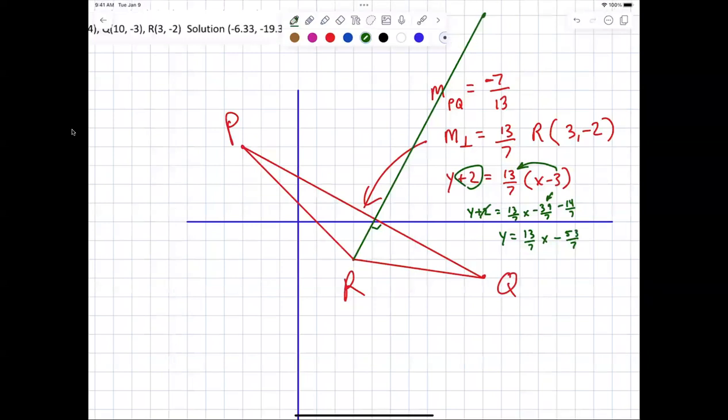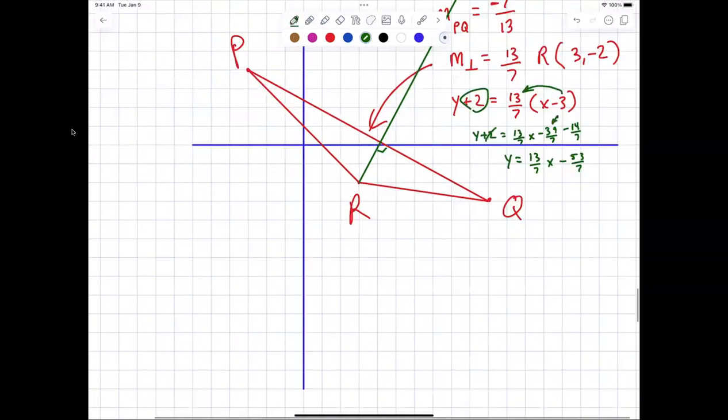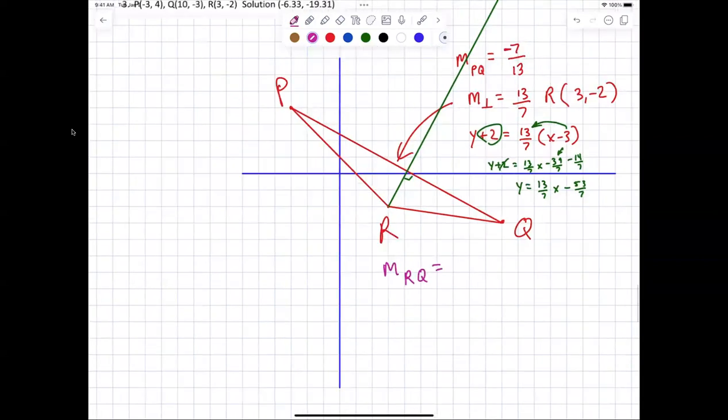So now let's find the slope of RQ. I need the slope of RQ. What's the slope of RQ? 3.5 over. Down 1/7. The slope of RQ is -1/7. Do we agree with that? So that means the slope of the perpendicular would be what? 7. Does everybody agree with that?